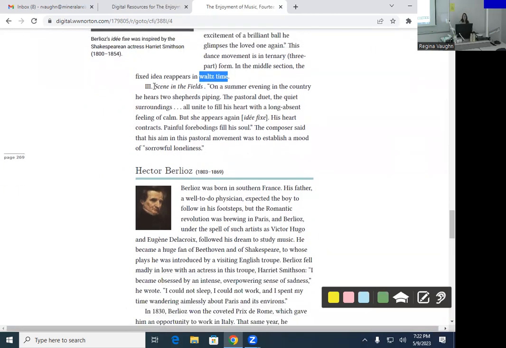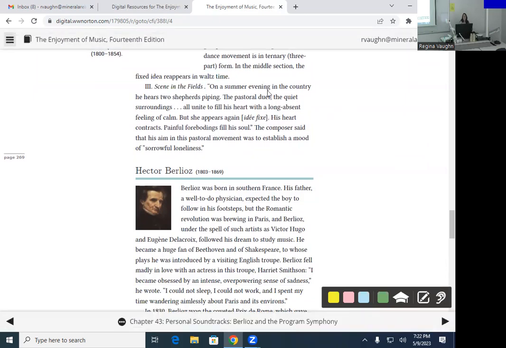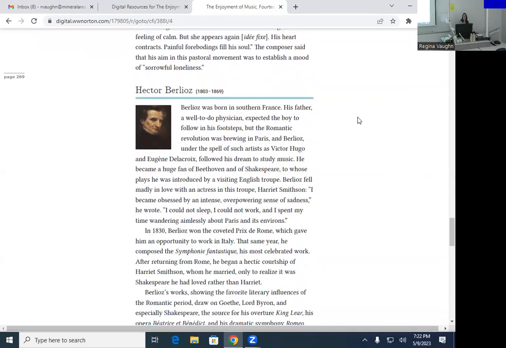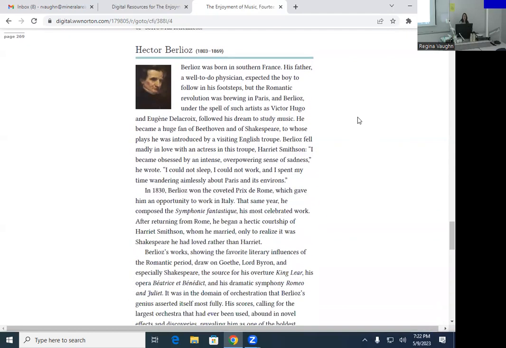The third movement is Scene in the Fields. On a summer evening in the country, he hears 2 shepherds piping, the pastoral duet, the quiet surroundings all unite to fill his heart with a long absent feeling of calm. But there she is again, she appears again, the Idée fixe. His heart contracts, painful foreboding fills his soul. The composer said that his aim in the pastoral movement was to establish a movement of sorrowful loneliness.